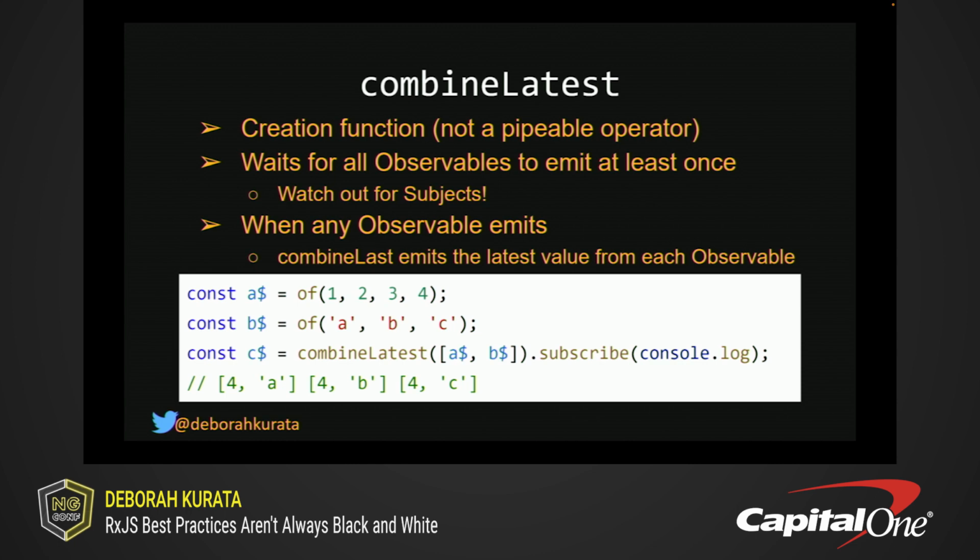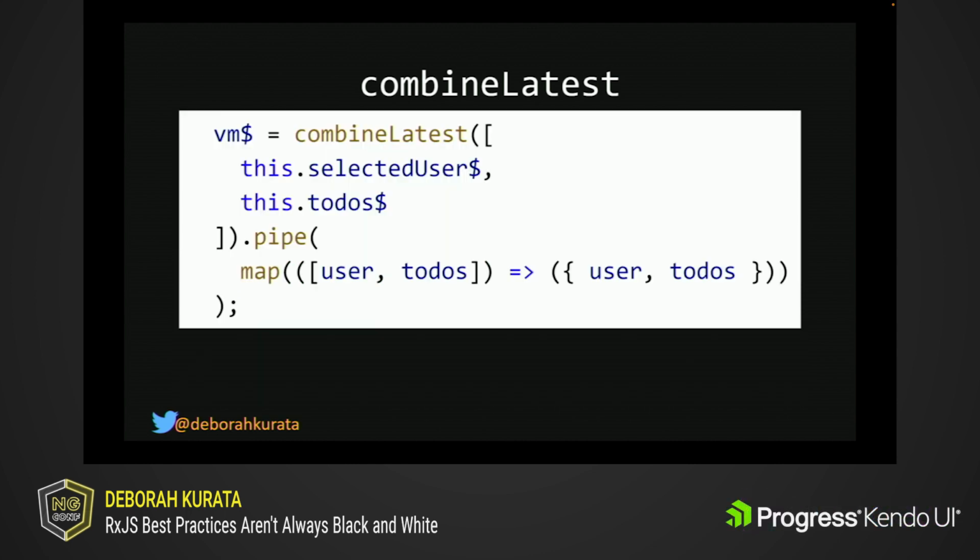So the 1, 2, 3, 4 are all going to emit, but the combineLatest won't do anything because the B$ hasn't emitted yet. As soon as the A is emitted, then it's going to take the latest value from each, so the 4 in the A. When the B is emitted, it takes the 4 in the B. When the C is emitted, the 4 in the C. And again, it might not seem real useful until you think about HTTP.